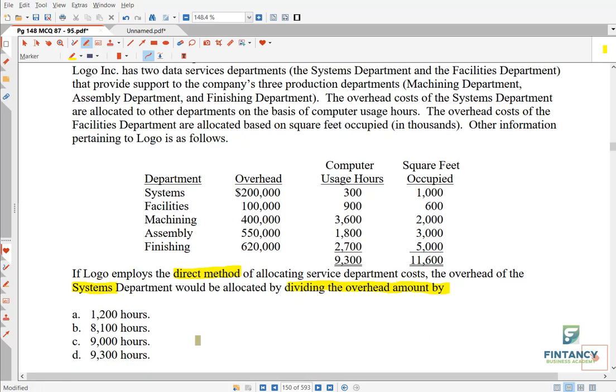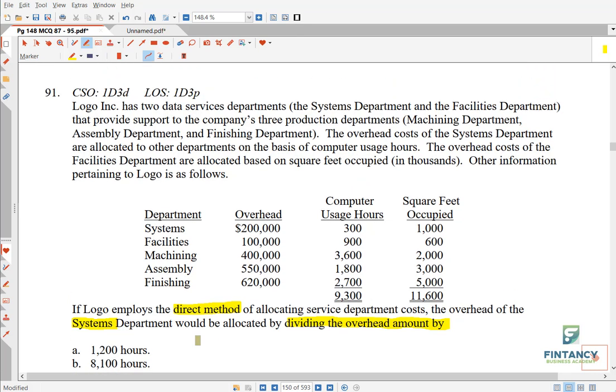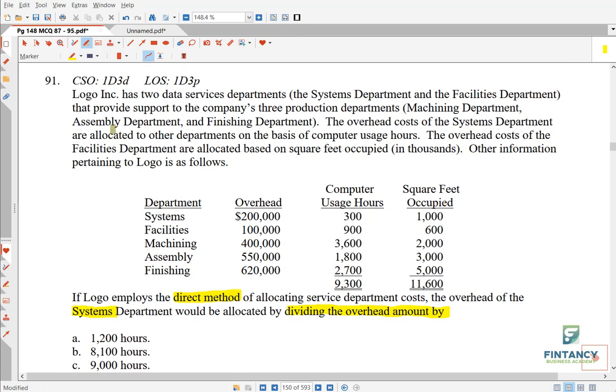They are asking about that 90 now, 90 divided by 90. What is that 90? What is the base? So they're saying Logo has two service departments, the systems and facilities.